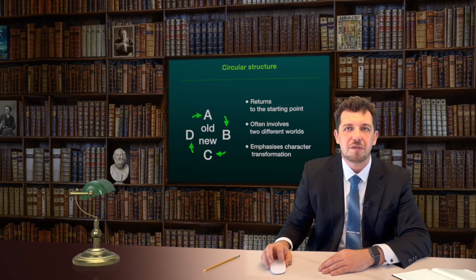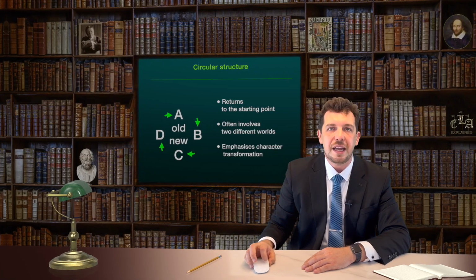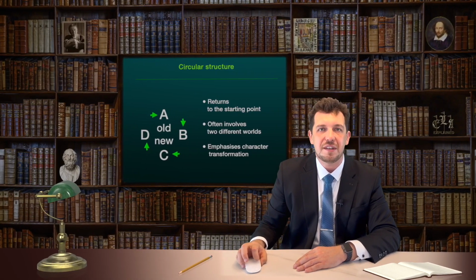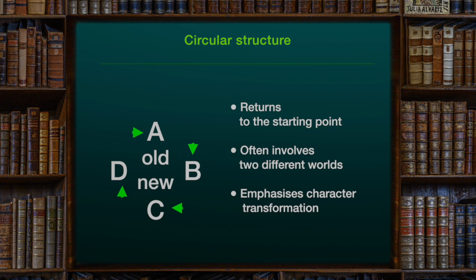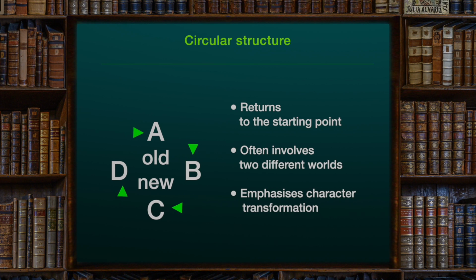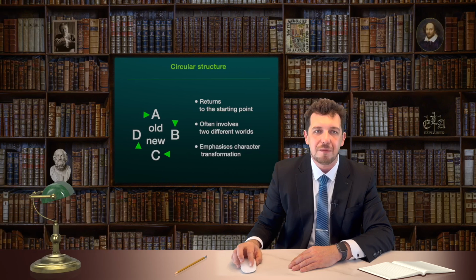A circular plot structure tells a story which begins and ends at the same point, creating a loop and emphasizing the cyclical nature of time. This doesn't mean that nothing changes throughout the narrative. The protagonist usually undergoes a transformation. They gain new experiences, develop new perspectives, and begin to see things in a different light before they return to the situation or place where the story began.